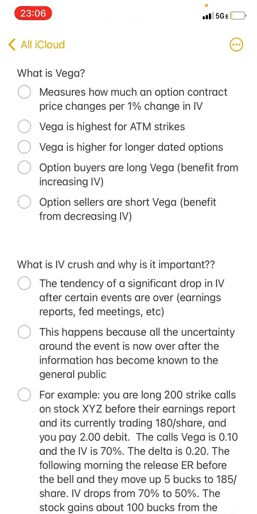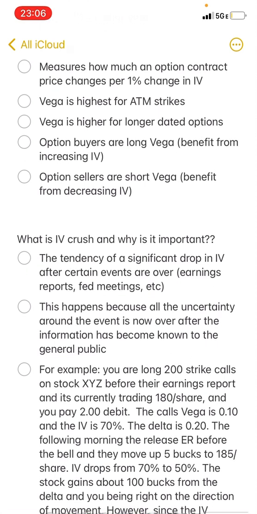Option buyers are long vega, okay? That means they benefit from increasing IV, okay? So if you're long vega, you want IV to increase, right? If you're short vega, you don't want IV to increase, right? Option sellers are short vega. They benefit from decreasing IV, right? If you're short vega, you don't want IV to go up, okay?